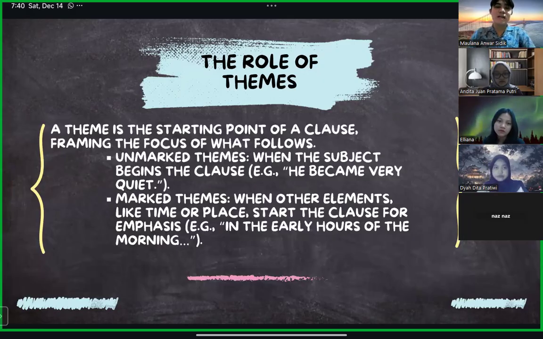And then the next is going to discuss the role of themes. The theme itself is the starting point of a clause, framing the focus of what follows behind. And there are two types of themes. The first one is unmarked themes, when the subject begins the clause, for example, "he became very quiet." And the second type is marked theme, when other elements like time or place start the clause for emphasis. For example, "in the early hours of the morning..." Okay, next.